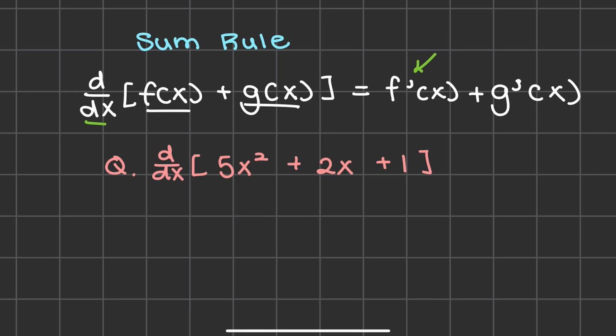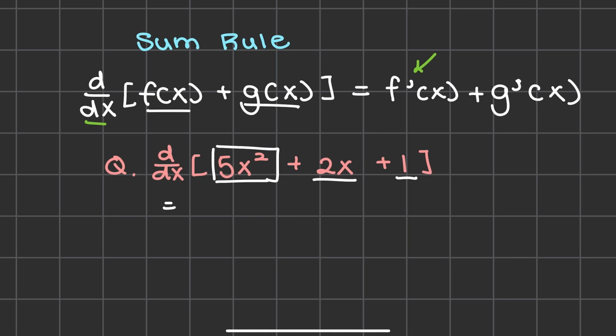Okay, let's try it ourselves then. In this case, we first have to see that by the sum rule, we can simply separate all these three terms into individual areas to solve. So let's do them one by one then. First, find the derivative of 5x squared.